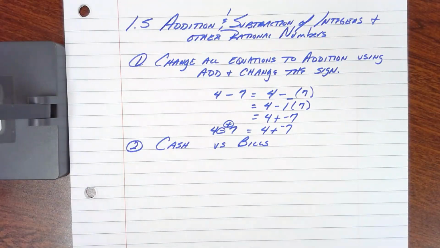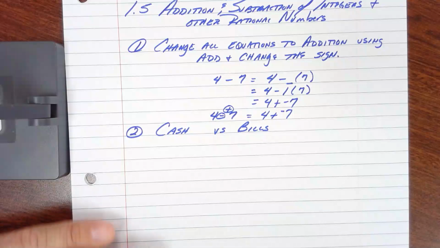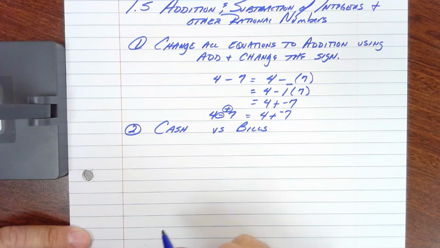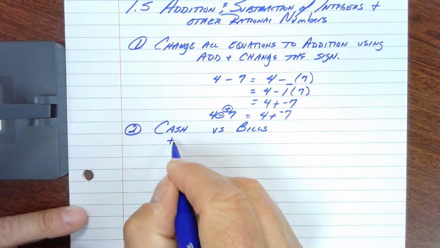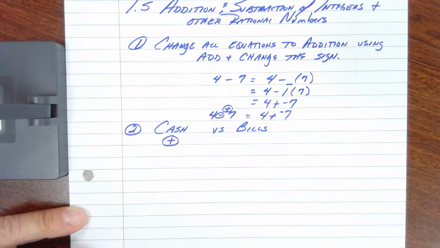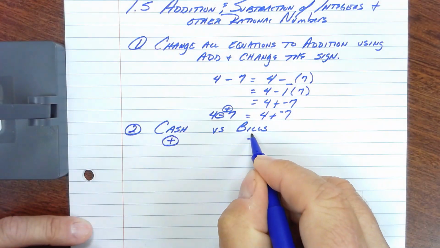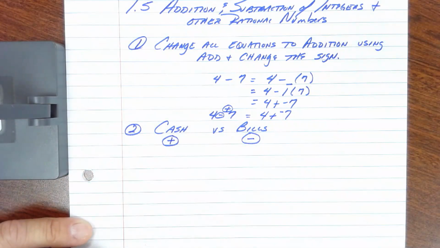And I'm pretty sure you all have heard of cash, right? That's the green stuff that we used to carry around. Now we carry around credit cards. But having cash is a good thing. That's a positive. Having bills, not so much. That's a negative.